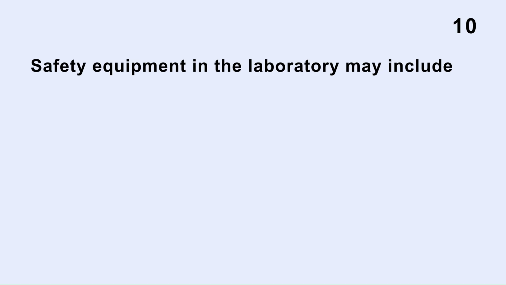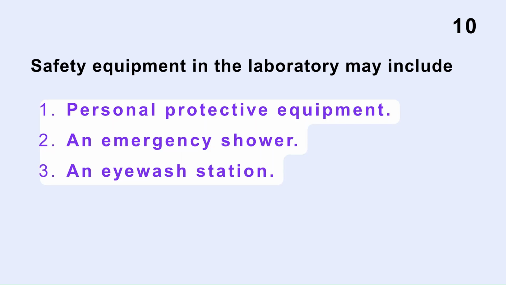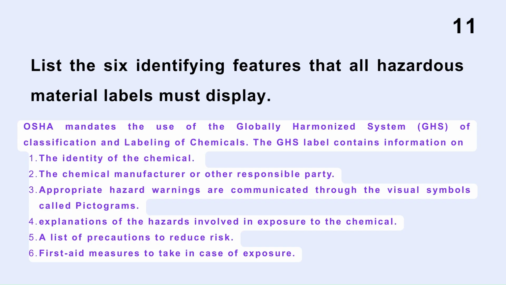Number 10. Safety equipment in the laboratory may include 1. Personal protective equipment. 2. An emergency shower. 3. An eye wash station. Number 11. List the 6 identifying features that all hazardous material labels must display. OSHA mandates the use of the Globally Harmonized System, GHS, of classification and labeling of chemicals. The GHS label contains information on the identity of the chemical, the chemical manufacturer or other responsible party.